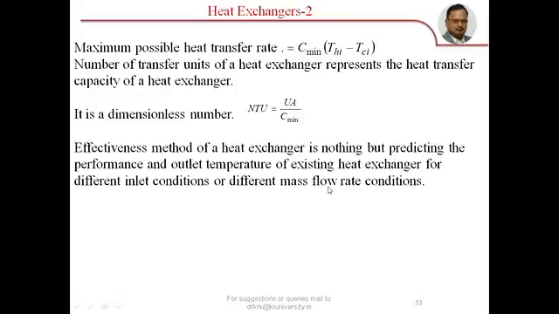Effectiveness method of heat exchanger is nothing but predicting the performance and outlet temperatures of an existing heat exchanger for different inlet conditions or different mass flow rate conditions. Formulas for different effectiveness as a function of heat capacity ratio and N are presented in tabular form in the last discussion we had, as well as in graphical form also. Effectiveness is given as a function of heat capacity ratio and number of transfer units.